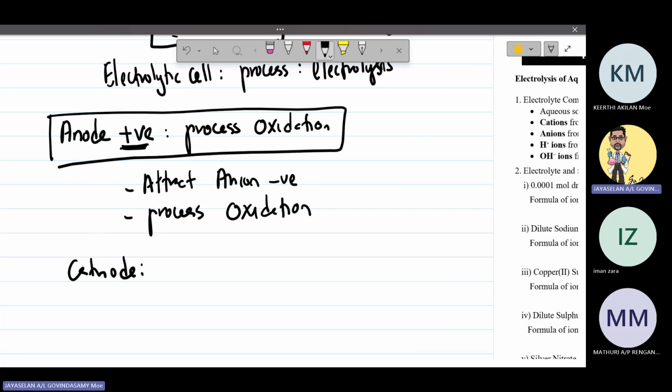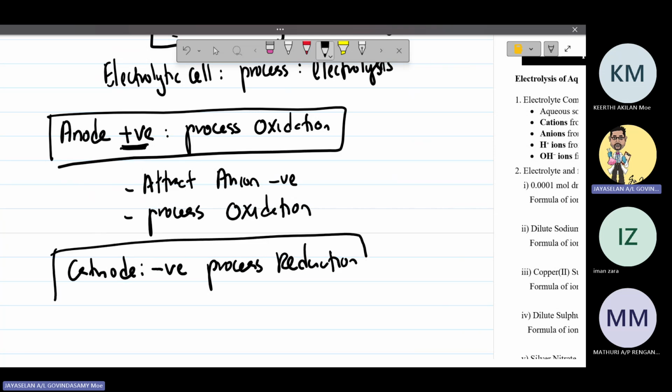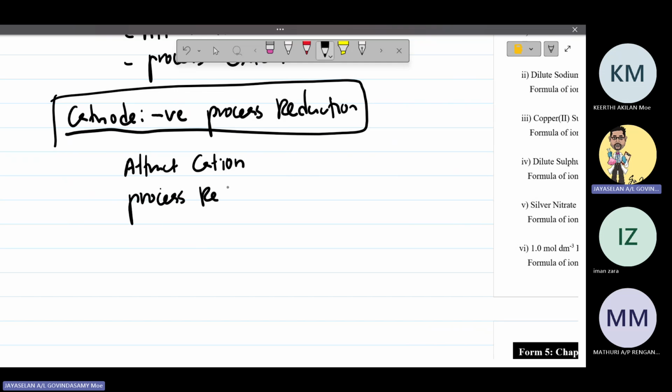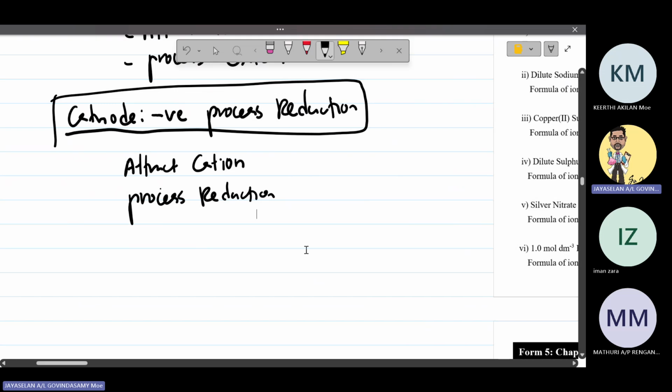Cathode for voltaic cell, okay, is a positive terminal. Tetapi untuk electrolysis, cathode is negative terminal. Negative terminal, tetapi proses tetap sama. What is the name of the process? Reduction. So this is cathode. Okay, and in the cathode, you must remember, cathode attract what ion? Cathode attract cation. Ini semua tak payah salin, just memorize only. Cation. And it undergo what process? The process is called reduction. All of you understand? Understand? Okay.